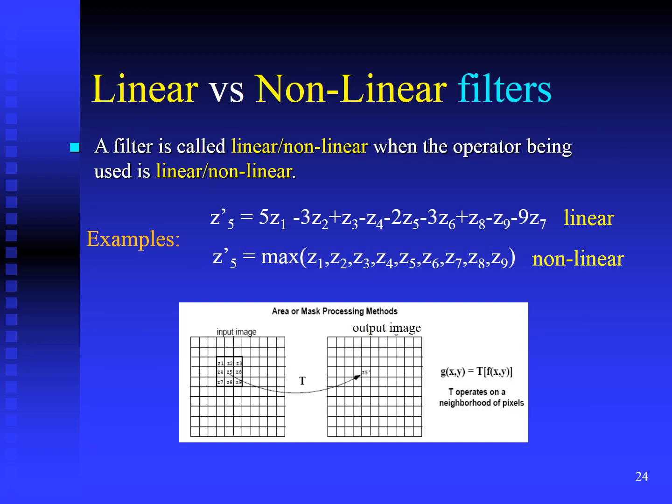Linear versus nonlinear filter. A filter is called linear when the operator being used is a linear combination, otherwise non-linear. Like the first one is linear, it's a linear combination, and the second, maximum, is not a linear combination, so it is non-linear.